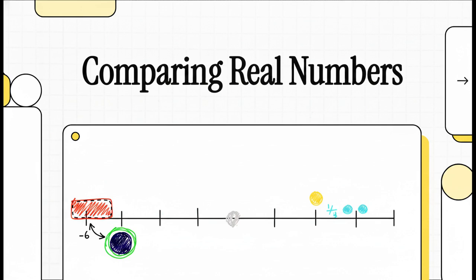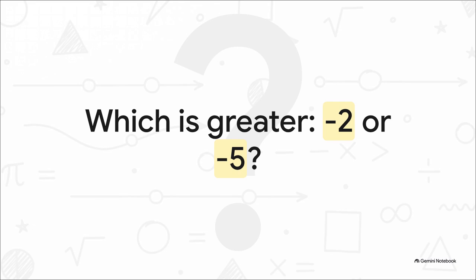Okay, let's dive into this. Right off the bat, I want to ask you a deceptively simple question. Which is greater, -2 or -5? Just think about it for a second. If you instinctively thought, well, 5 is a bigger number than 2, so -5 must be greater, just hold that thought. You are absolutely not the only one whose brain went there first.